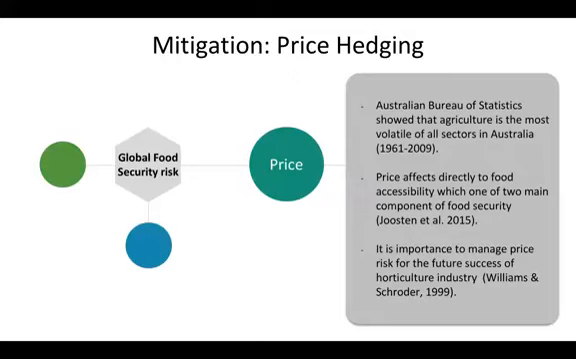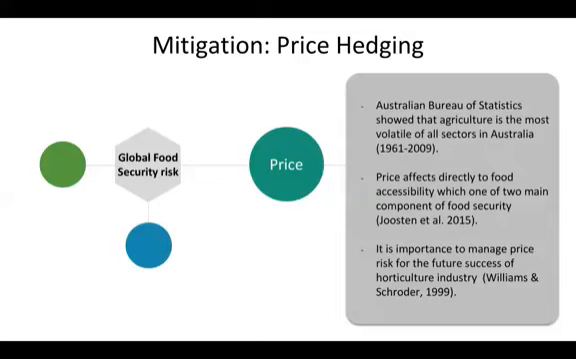Price volatility directly affects the ability of sellers and consumers to access and source food supplies, as food accessibility is one of the key components that make up food security. Changes in price can therefore be seen as a significant risk. It is essential to manage price risk in order to maintain the future success of horticultural industries and achieve global food security.